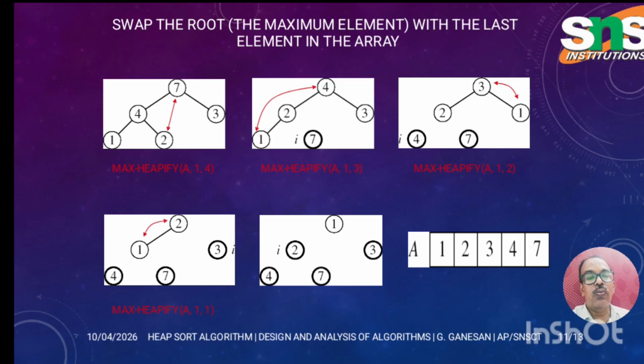Again we remove the top root element 2 to the array. Then lastly only one element is there, 1. So finally we remove 1 and put it in the array. So now we will get the ascending order 1, 2, 3, 4, 7. Understand? So this type of algorithm is called the heap sort algorithm. There are 2 steps. First stage, we create a tree. Then second stage, replace the last node of the tree with the root node. Again we maintain the max heapify structure.